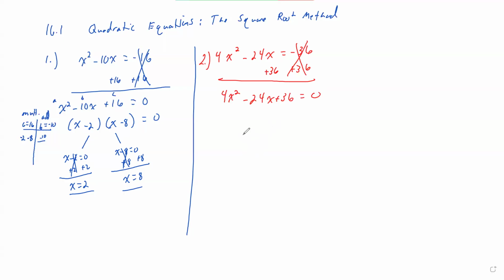Perfect. So when factoring, our first question should be, is there a greatest common factor? In this case, 4 would be that greatest common factor. So I'm going to divide all the numbers by 4, including 0. So when I do that, what happens to the 4 here? Cancels out, leaving me with just x squared. What's negative 24 divided by 4? Negative 6. What's 36 divided by 4?